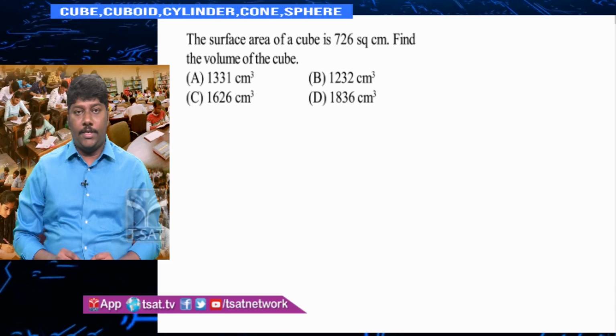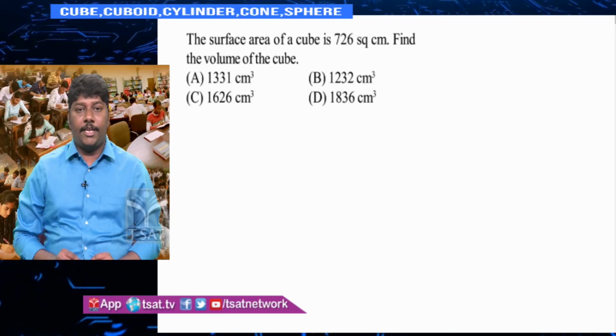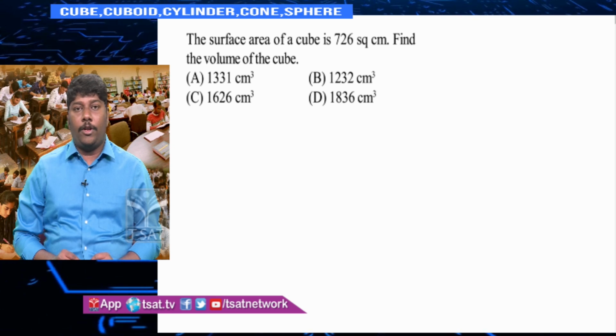Hello viewers, in this class we are going to look at the problems related to cube, cuboid, cylinder, cone and sphere. So let's look at the first problem. Look at this problem. The surface area of a cube is 726 centimeter square. Find the volume of the cube.